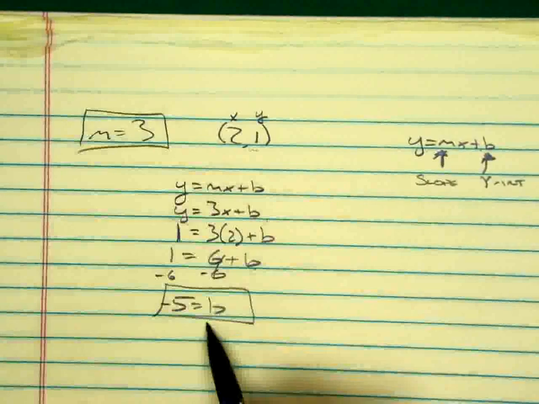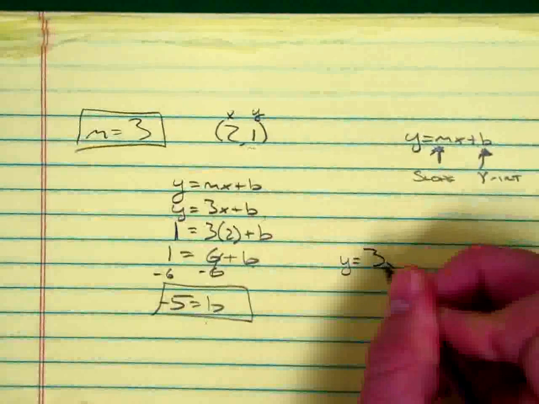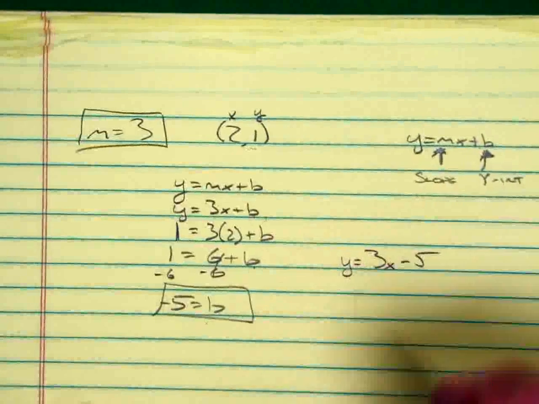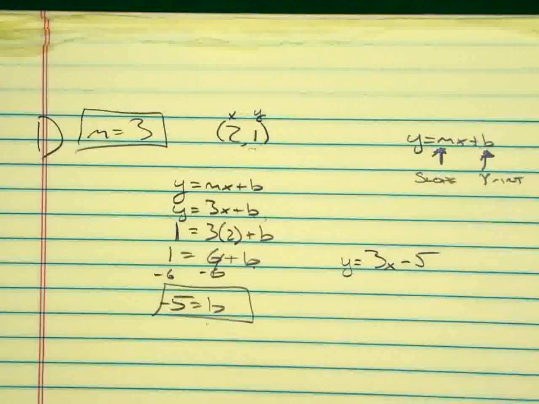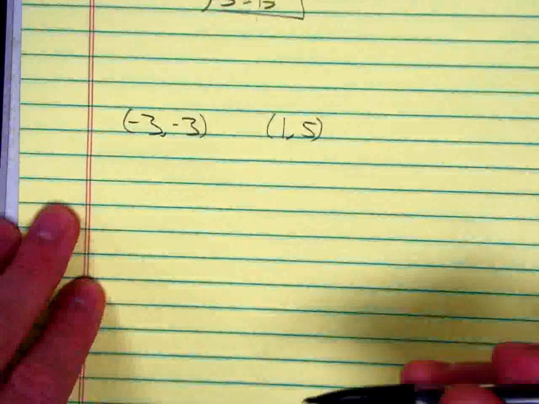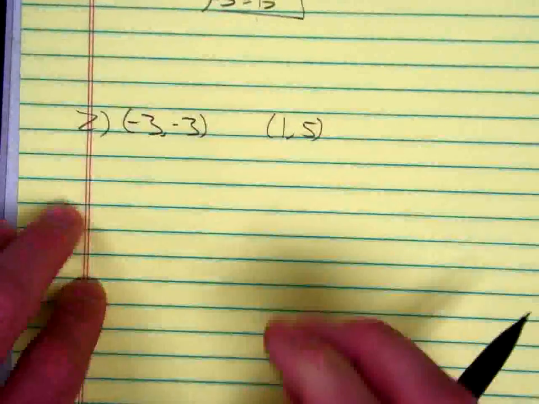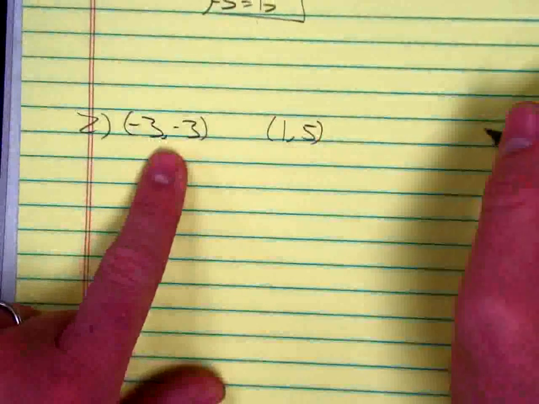Now I know that my slope is 3 and my y-intercept is negative 5, and I can do y equals 3x minus 5. That's my equation in slope-intercept form. So that's the first type of problem that you'll encounter in this section. The second type is a little bit more difficult. It's down here. And so now what we have is we're not told the slope, but we're told 2 points that the line passes through.